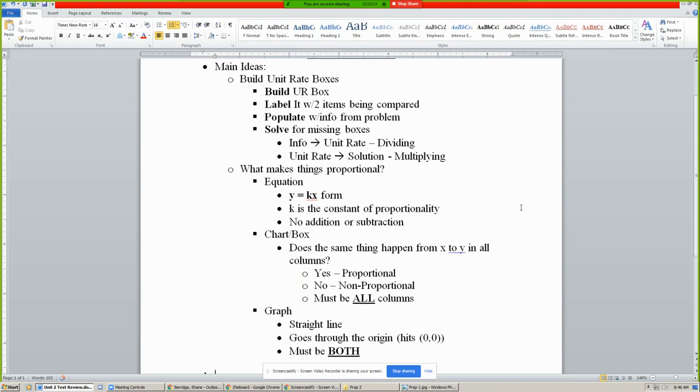Ruben, we're still going to go over the test. These are the main ideas, but we're still going to walk through the test and say, okay, this is what this problem looks like, and this is what this problem looks like.